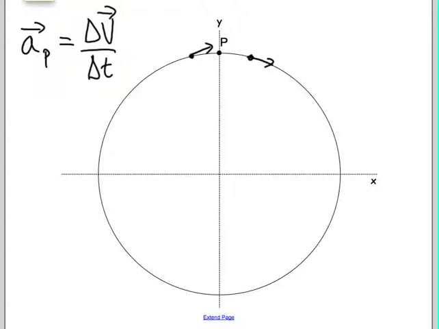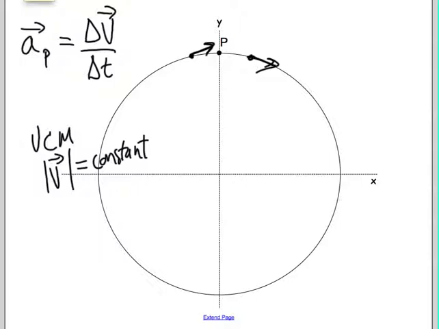And the change is only going to be a change in direction, because we are going to assume we are in uniform circular motion, which means the magnitude of the velocity is constant. The only thing that's going to change is the direction. This vector has the same length as that vector. However, they're pointing in different directions. And that change in direction is what's going to give rise to an acceleration.